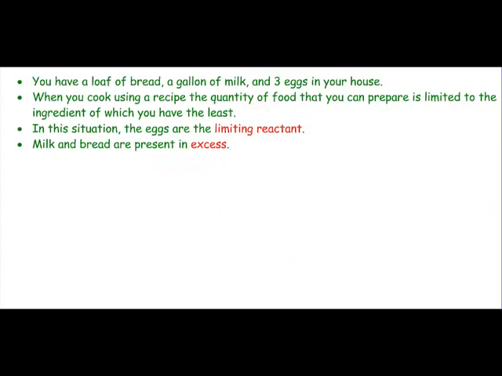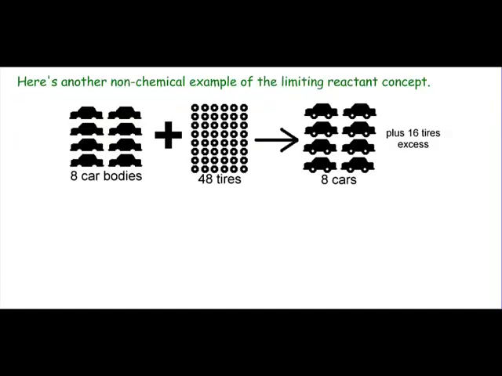If you have an entire loaf of bread, a gallon of milk, and 3 eggs in your house, and we're going to make French toast, which one of those ingredients will get consumed first? I think you can see quite clearly it's going to be the eggs. Once we've used those 3 eggs, we can't make any more French toast. And so consequently, eggs is going to be our limiting reactant in this non-chemical example. Bread and milk would be said to be present in excess.